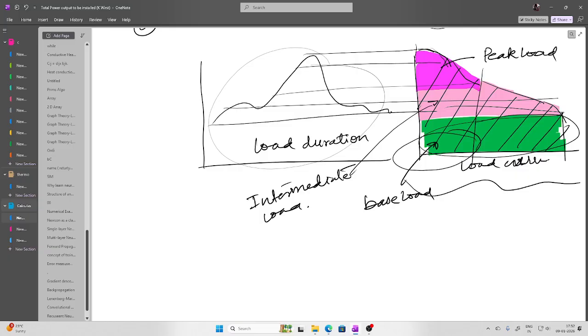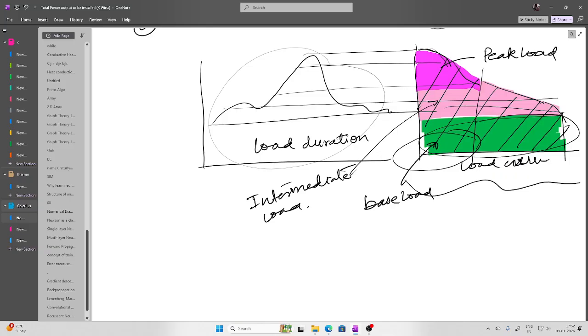So now it must be a little bit clear to you that if I am thinking of a certain plant, then the individual unit should not have a load below that base load. Okay, so that is how this particular load curve is important.